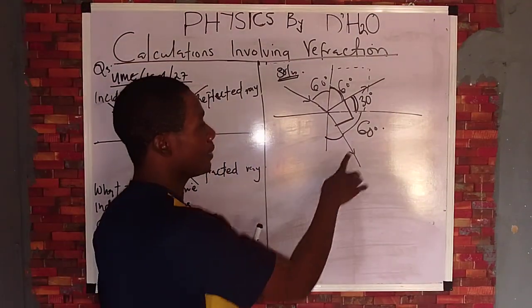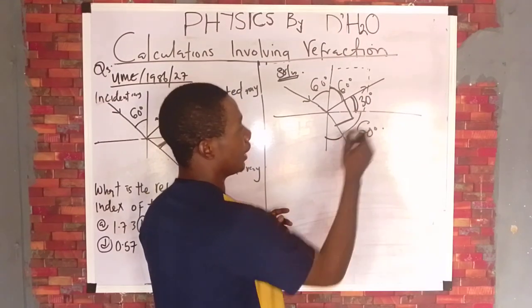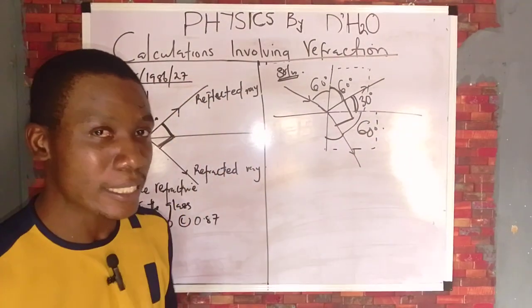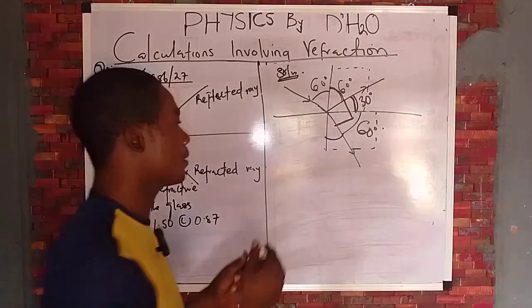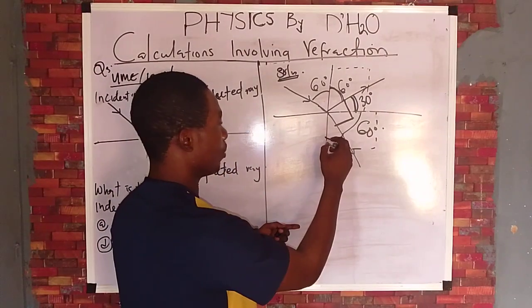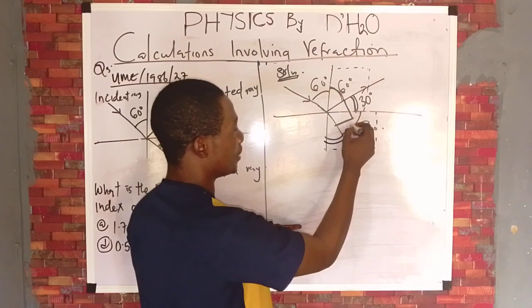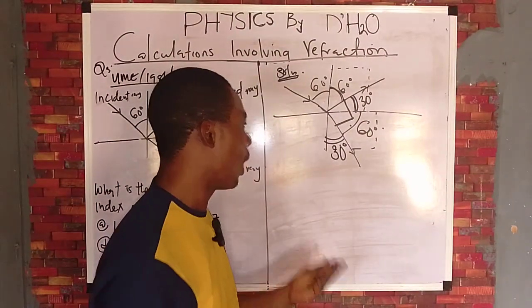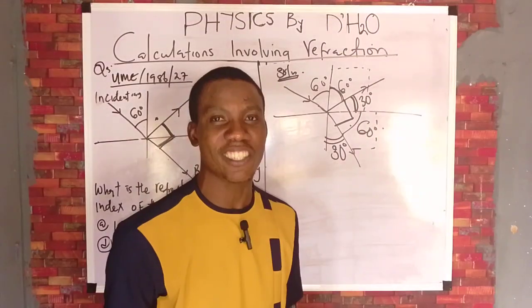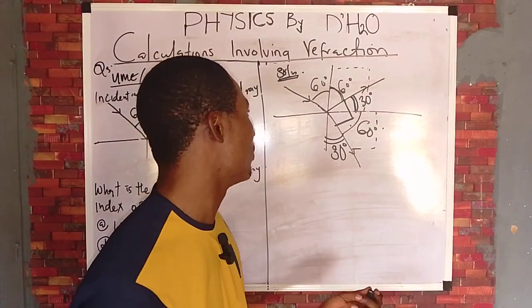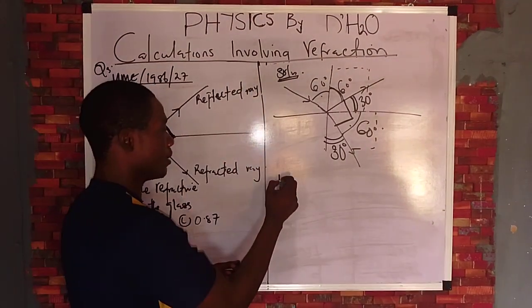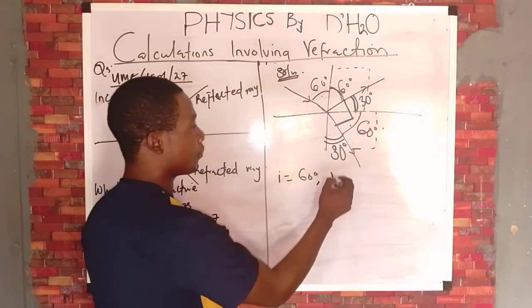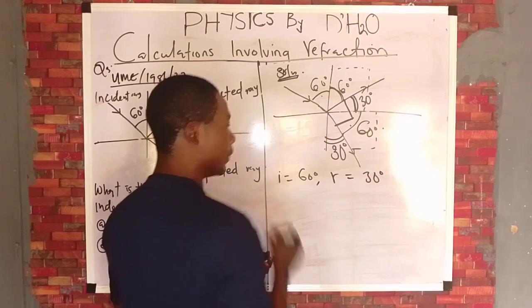Okay, so if this place is 60 degree, don't forget from here to this place is another 90. You can play the video many times so you can get it very well. So this place, if here is 60, this place becomes 30 degree. So wow, we have gotten our angles of incident and refracted angle. How? The angle of incidence is equal to 60 degree. Our angle of refraction is 30 degree.